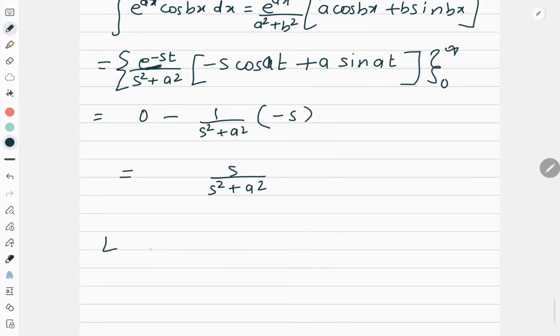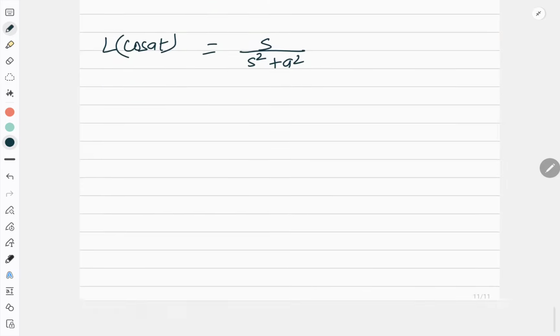So Laplace of cos at is equal to s upon s square plus a square. Okay. So this is how we got cos. And again in cos also, I can figure out cos square, I can figure out cos cube, I can figure out all the combination of cos A, cos B, cos A, sin B. So that we will learn when we will do the questions. Okay. Now let's move to the next one.